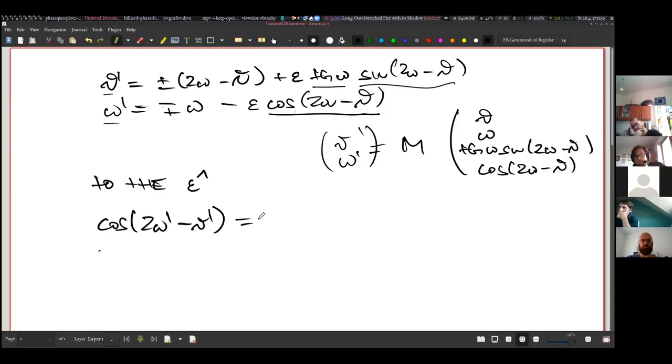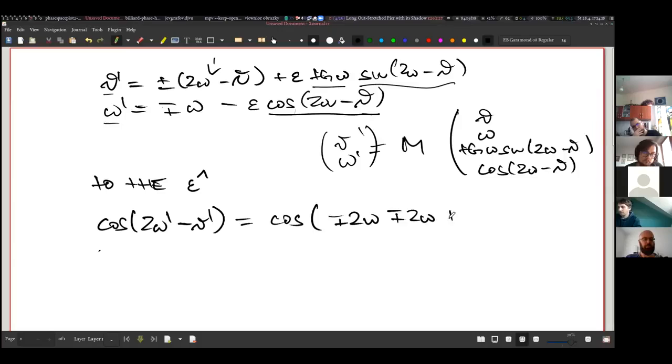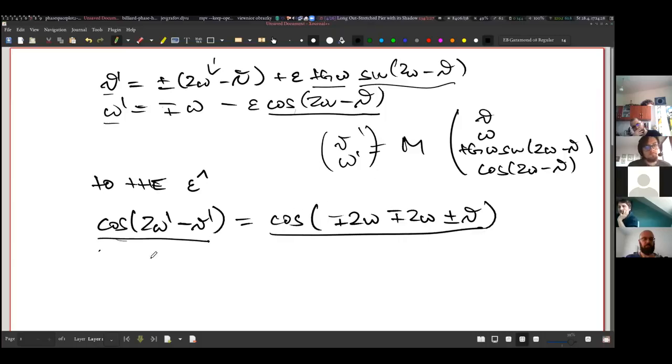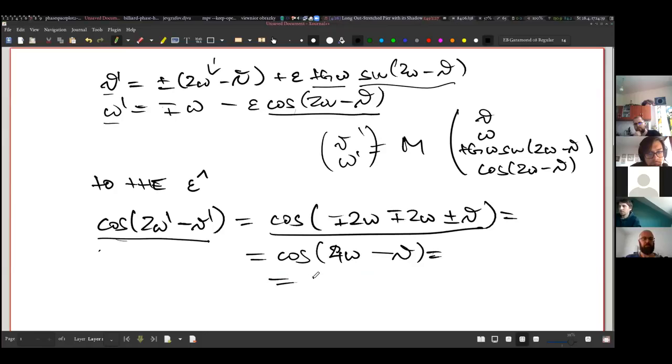So for us, this is just the cosine of, and here it goes, minus plus 2 of omega, because this is, let's say, the main part of the new omega. And here we get this, so we also subtract it. And this is what we want for the new cosine of this linear combination. So we get something like, we can ignore the sign, so we have 4 omega minus theta. And of course, this can be expanded.